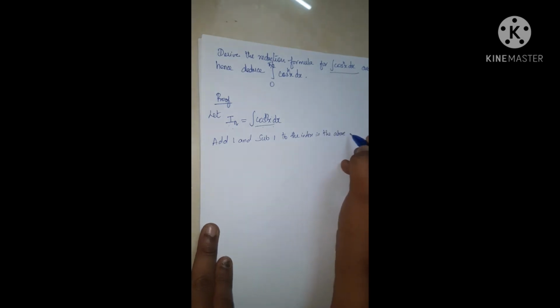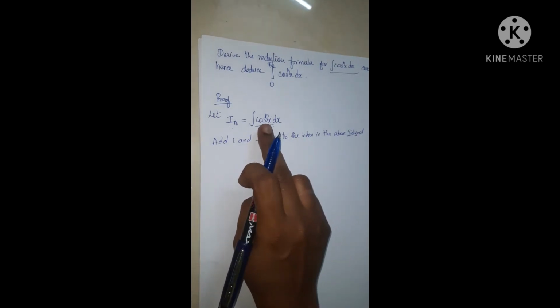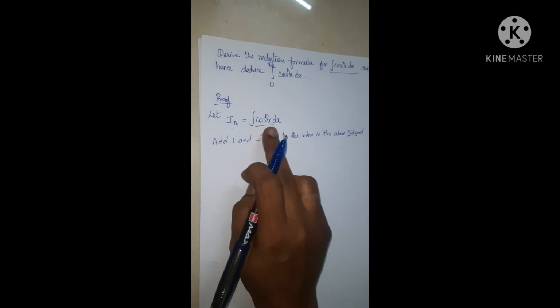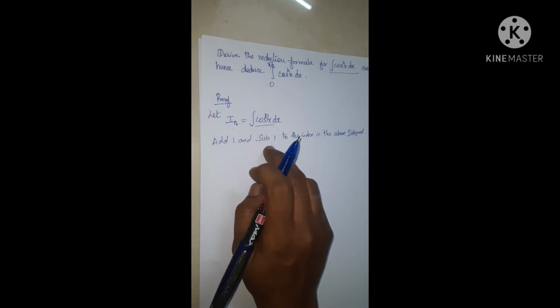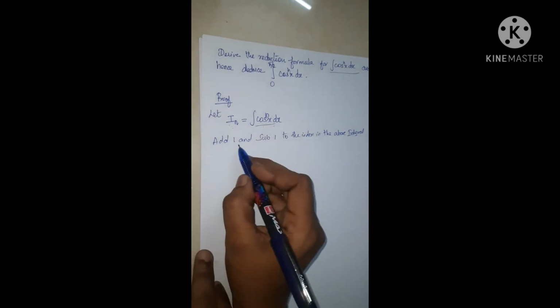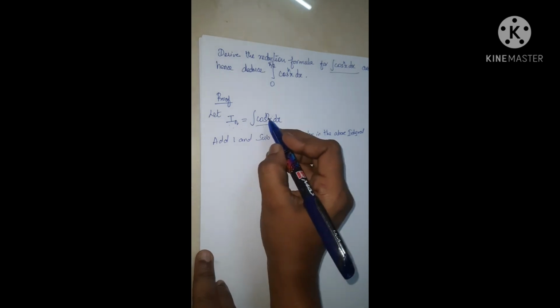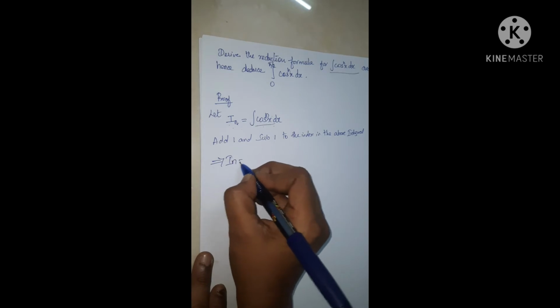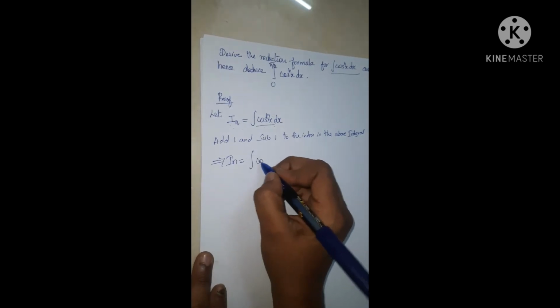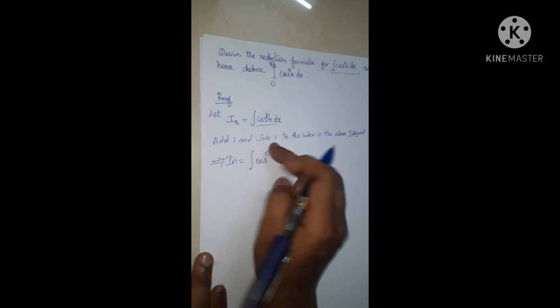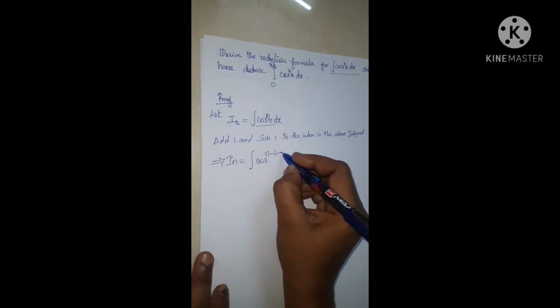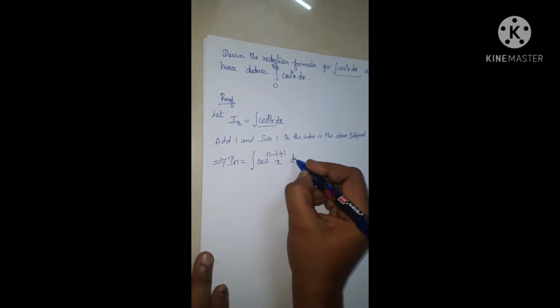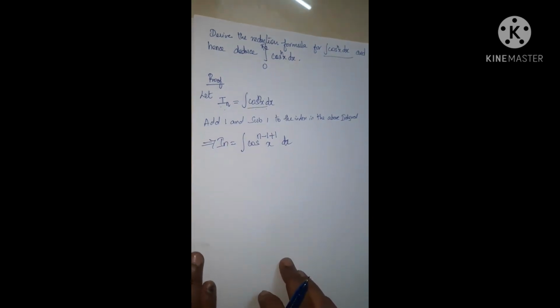Why do we do so? Because in doing this, we will be able to split this cos^n function into two parts, such that after having two parts, we can go for the parts method. So adding 1 and subtracting 1 to the index n in the above integral gives us I_n is equal to integral cos^(n-1+1) x dx. So this is step 2 in the derivation.